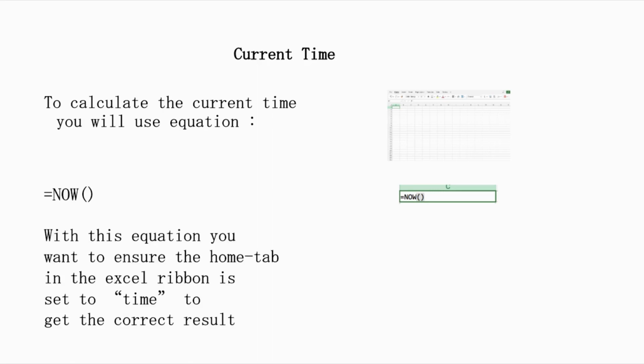Using Excel, we're going to calculate current time. To calculate it in Excel, we're going to use the formula equals NOW, open parenthesis, close parenthesis, which will look like this in the cell. And then to ensure it's correct, you want to make sure your Excel ribbon is set to time.